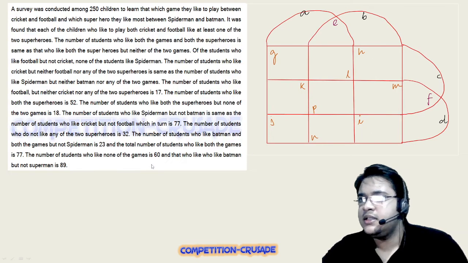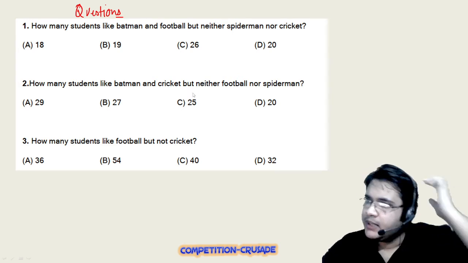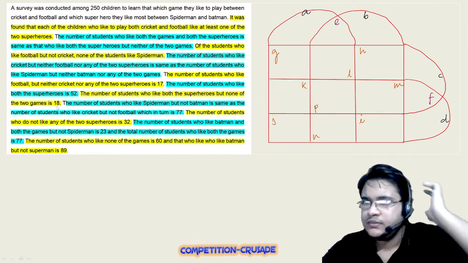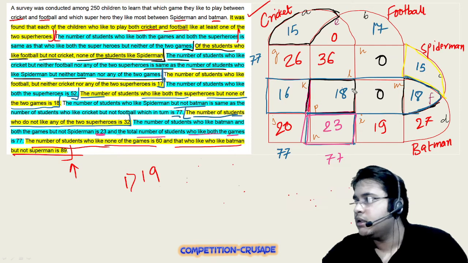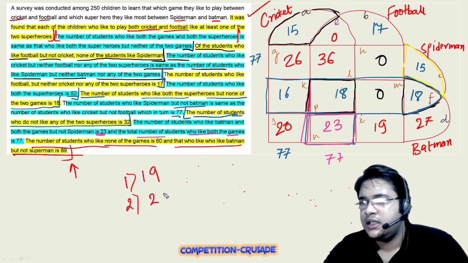Let's go back and see the question. Yeah, 19 is there. How many students like Batman and cricket but neither football nor Spider-Man? Okay, so this is going to be the region, Batman and cricket and neither Spider-Man nor football. So that is going to be 20. So the answer to the second one is going to be 20.